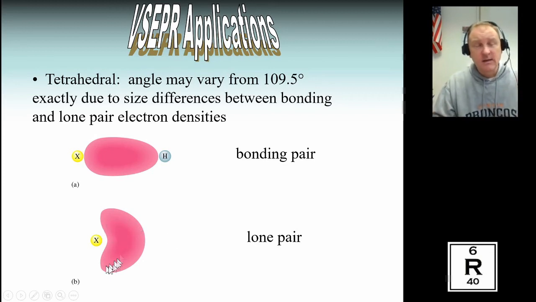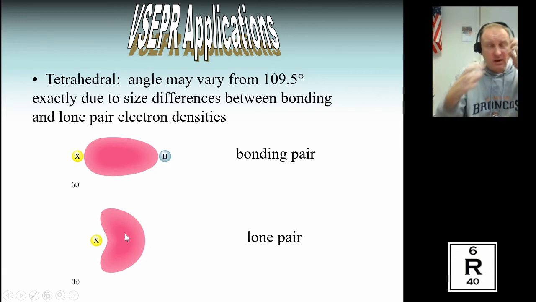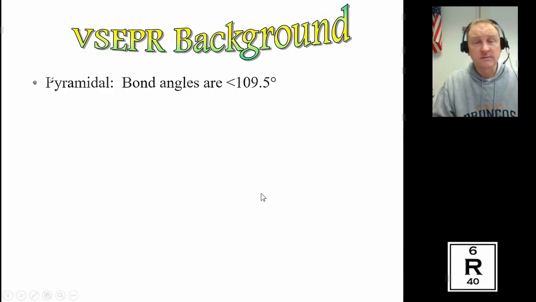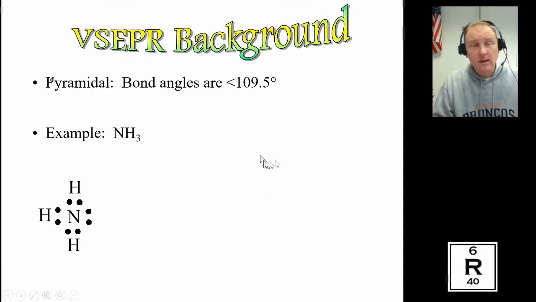So it kind of takes up more space. It's going to be around this side, because remember I talked about using four sides when you're drawing your Lewis dot structures. So the lone pair is going to be more focused around the atom than if you had a bonding pair of electrons. So an example here, ammonia is NH3. The Lewis dot structure for ammonia looks like this.